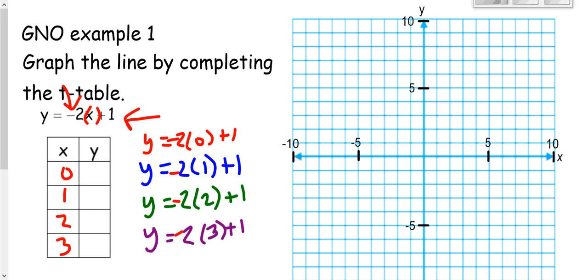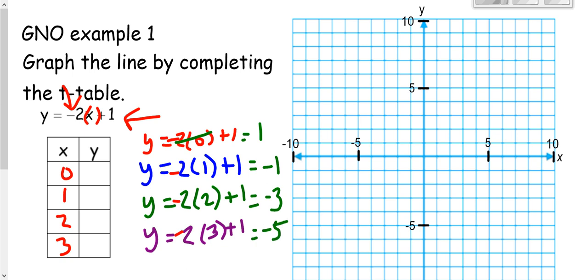So then you can just take that and plug that into your calculator or do it in your head, however you want to do it. -2 times 0 is going to be 0, plus 1 would be 1. -2 times 1 is -2, -2 plus 1 is going to be -1. -2 times 2 is -4, plus 1 would be -3. And -2 times 3 is -6, plus 1 will be -5.